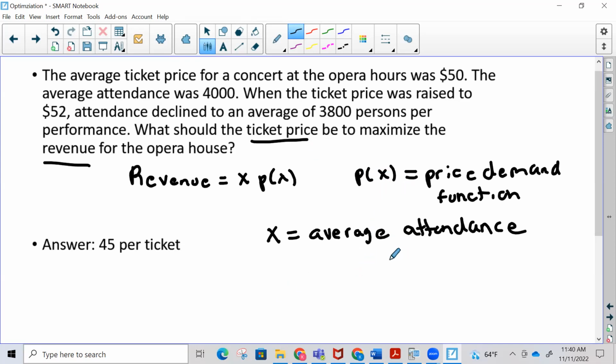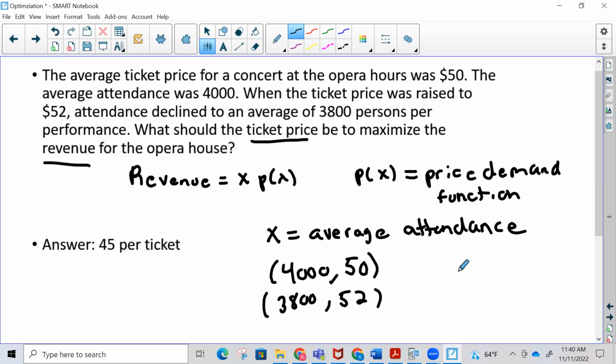What we know is our X is average attendance. We have two values that we know. When the average attendance is 4,000, that's my X value, and the P of X value, or the Y value, would be $50. Then it said when the ticket price was raised to 52, the attendance declined to an average of 3,800. So this is 3,800 and this is 52.